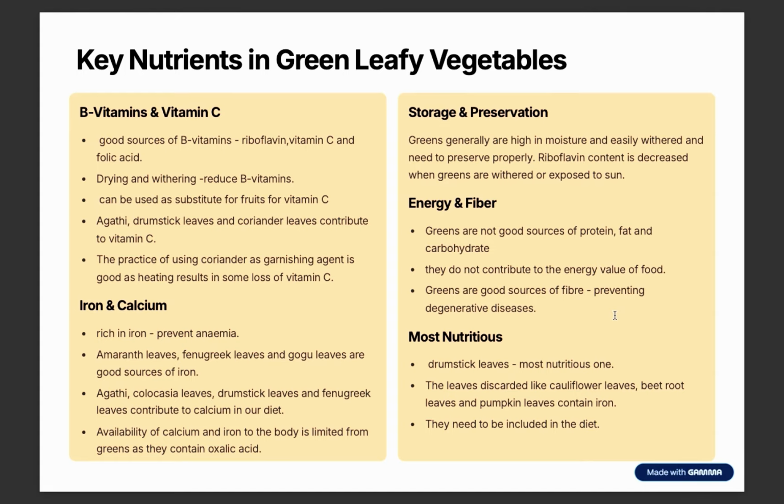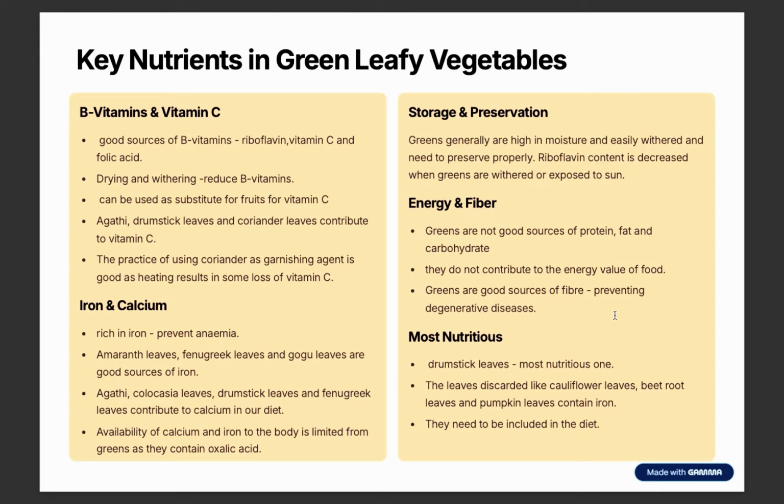And agathi leaves, drumstick leaves and coriander leaves have very high vitamin C content, but if these are used as garnishing agents, the heat can cause some loss of vitamin C. Looking into the iron and calcium, it is also rich in iron and calcium, hence it helps in the prevention of anemia.